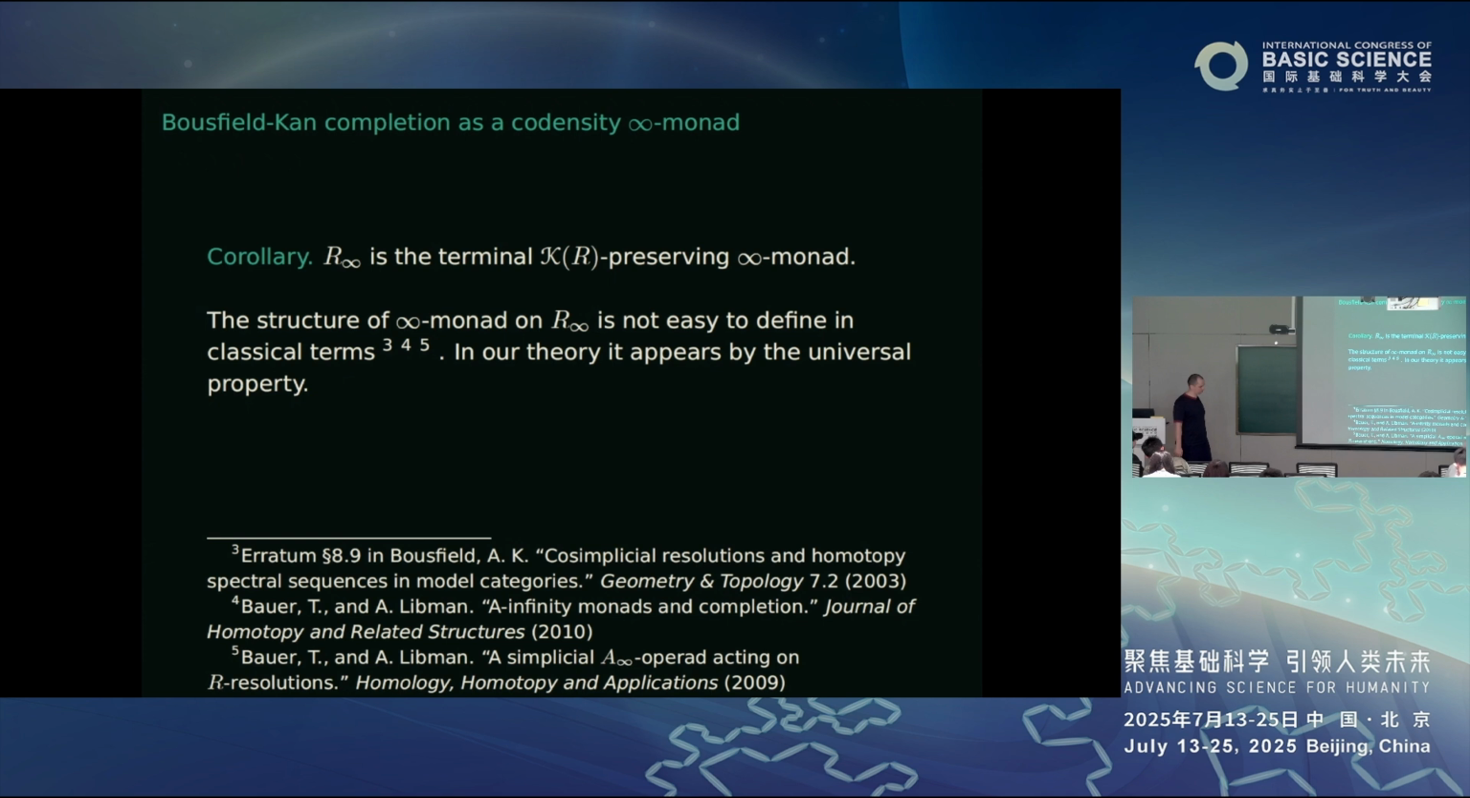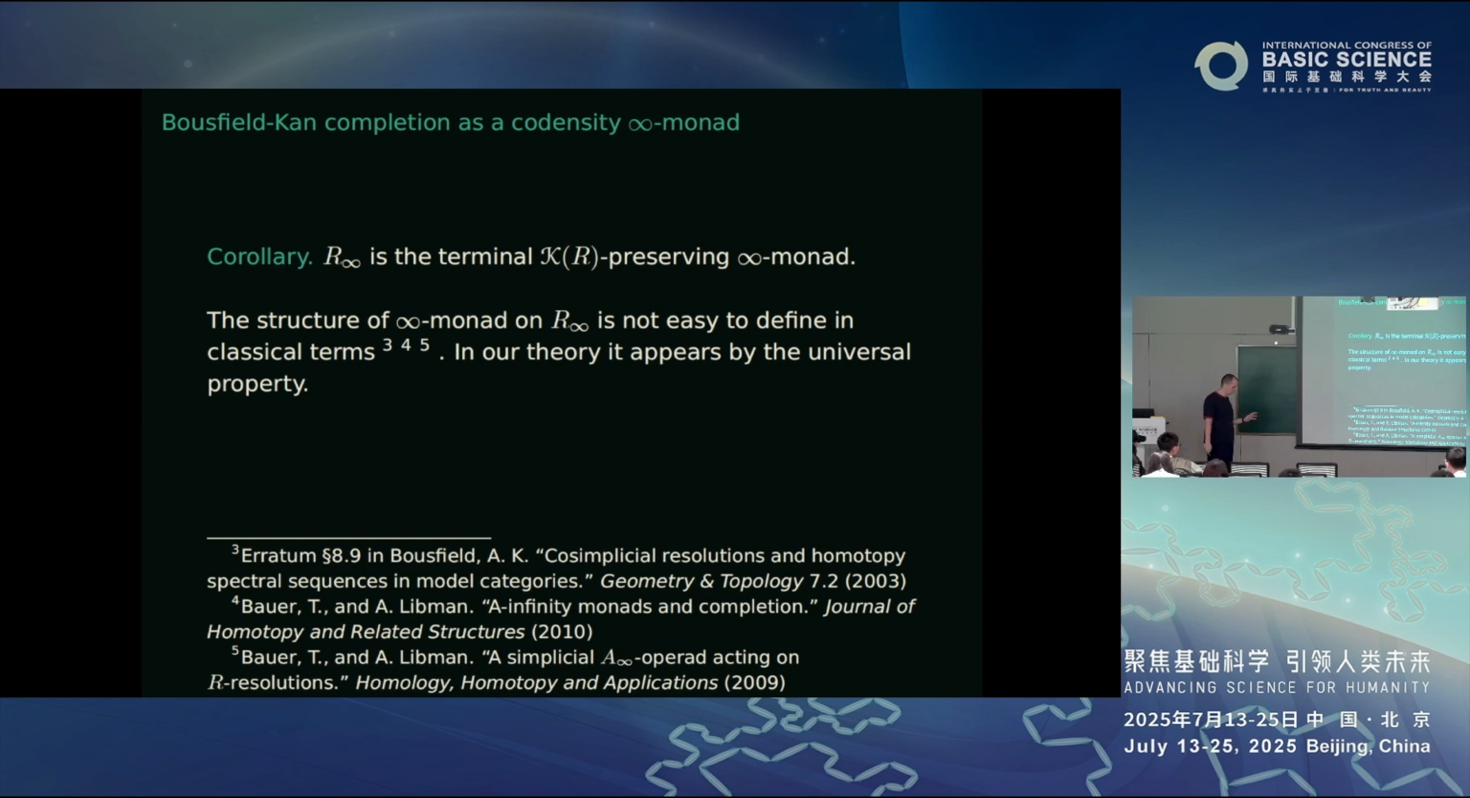But they don't check associativity, and this is not true. It is associative only up to homotopy. And later, the book was written in 1972, like 30 years later, Bousfield wrote an erratum about it: sorry, we had some kind of mistake, it is only up to homotopy. And then Bauer and Liebman wrote 2 papers about how to define infinity monad structure in such cases.